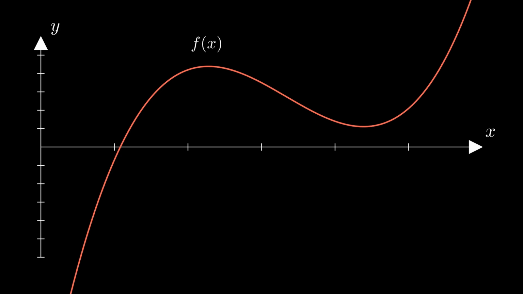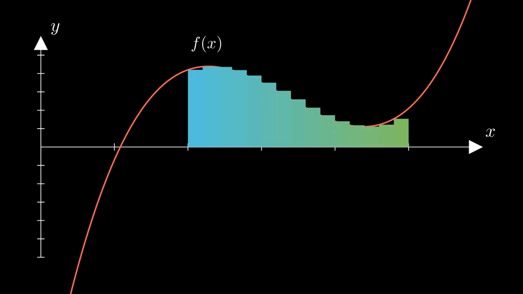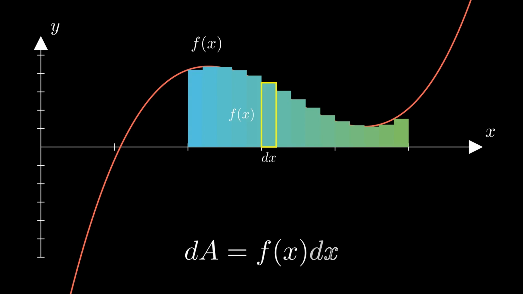Recall that we usually find the area under a function by first breaking it up into little rectangles. This is what was done here. Each of these rectangles has a width of dx and a height of f of x. As a result, this means that each of these rectangles has a small amount of area dA, where dA equals f of x times dx.